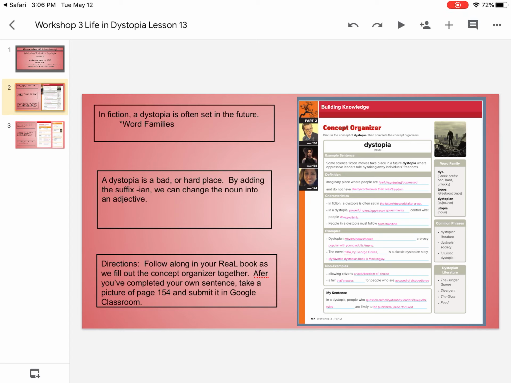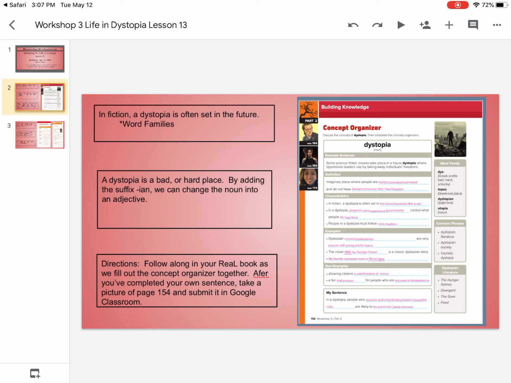Your example sentence says, some science fiction movies take place in a future dystopia where oppressive leaders rule by taking away individuals' freedoms. As we go through this, think about whether you have watched a movie or read a book in which the people are living in a society where they don't have many freedoms. They don't have the freedom of choice. You can probably think of that right off the bat.